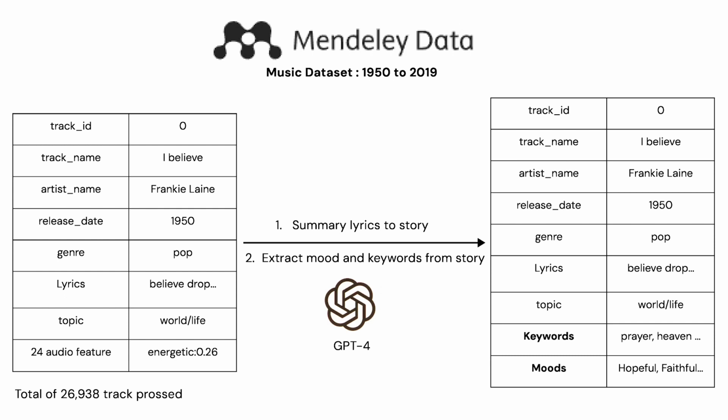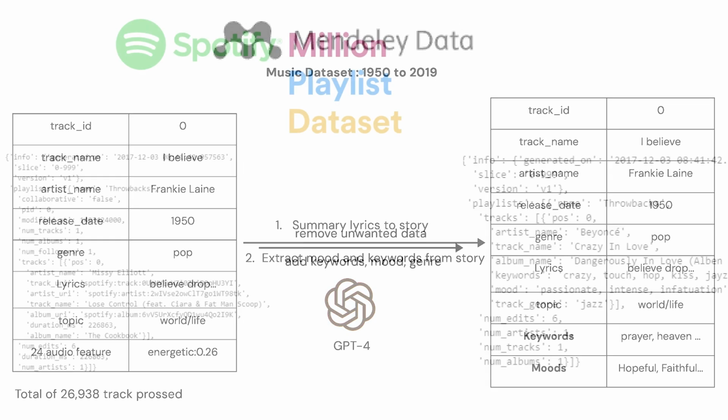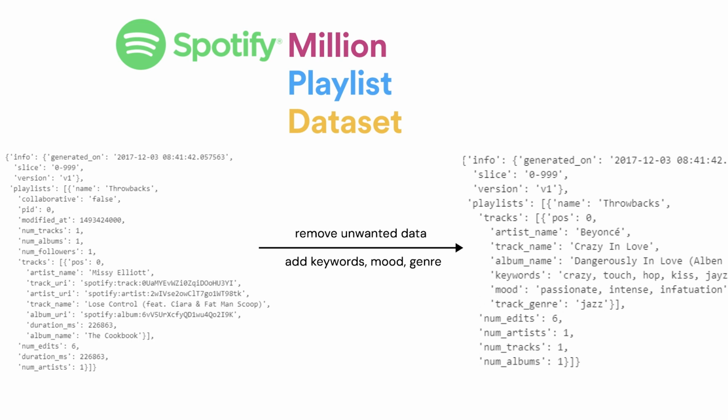We use GPT-4 to convert the lyrics into a concise story, aimed at finding the hidden emotions and backgrounds of the lyrics, and then we convert it to moods and keywords. For example, "I Believe" by Frankie Laine has the keywords prayer and heaven, and the moods hopeful and faithful.